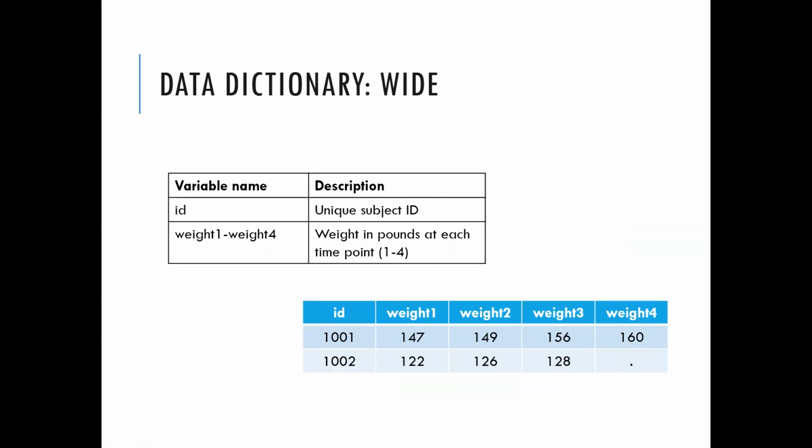And this would just be the data dictionary for that wide data set. So here again, we have the ID variable and a description of that. And then here we have weight 1, 2, 3, and 4, and we can put them all together in this case. And then we've just described it here: the weight in pounds at each time point.